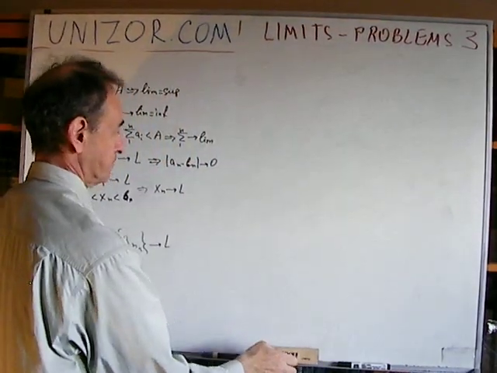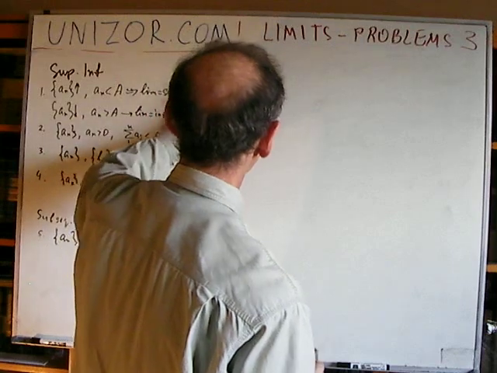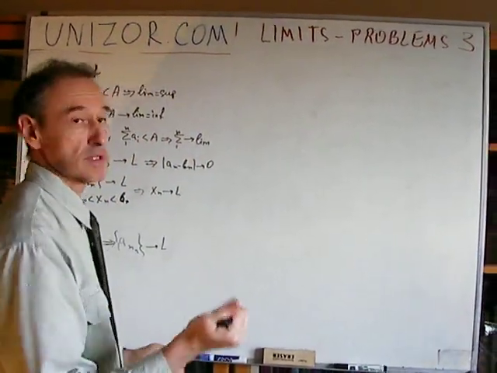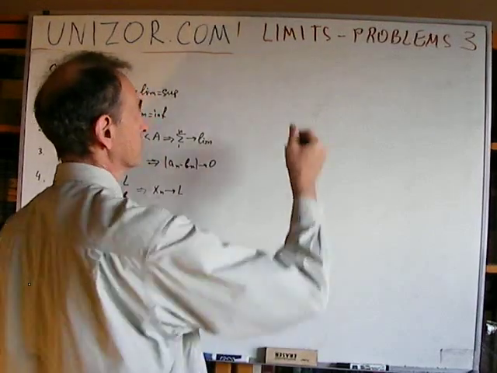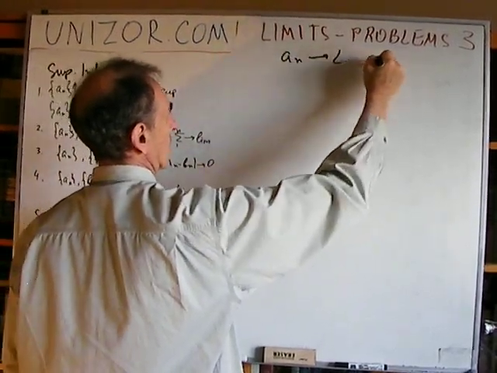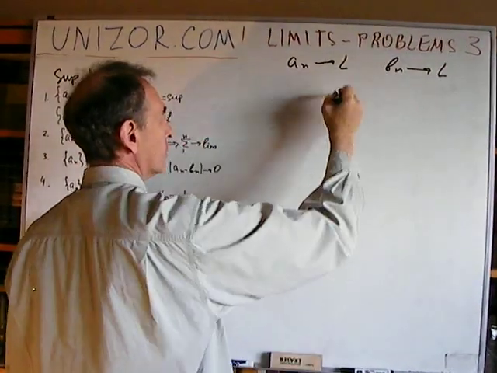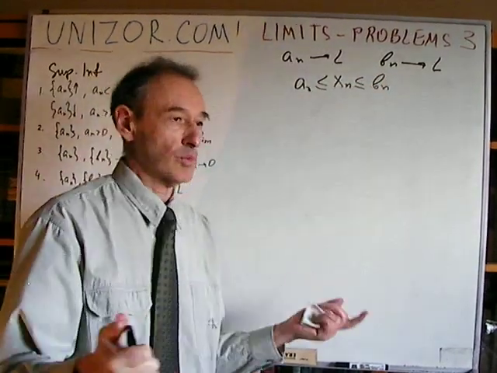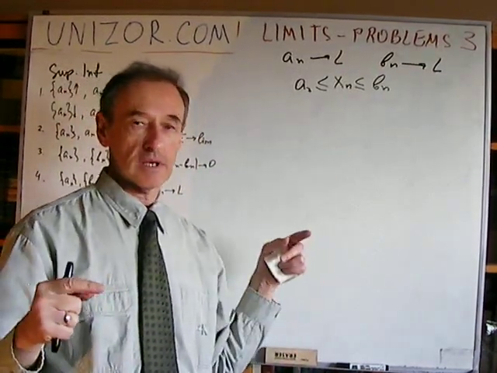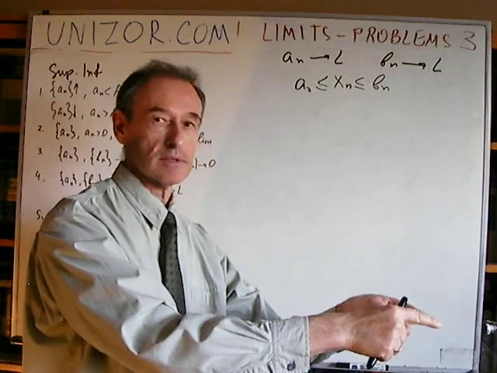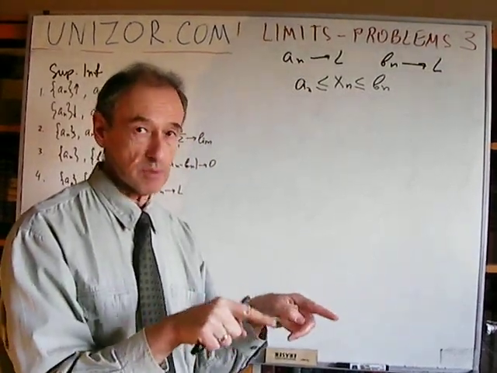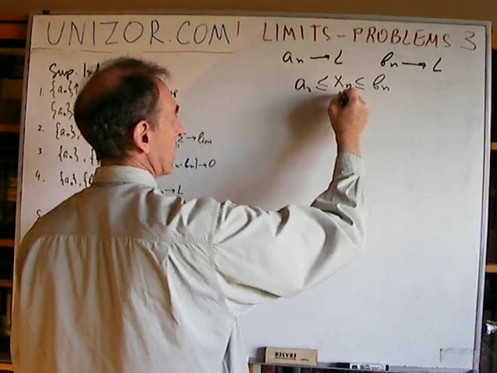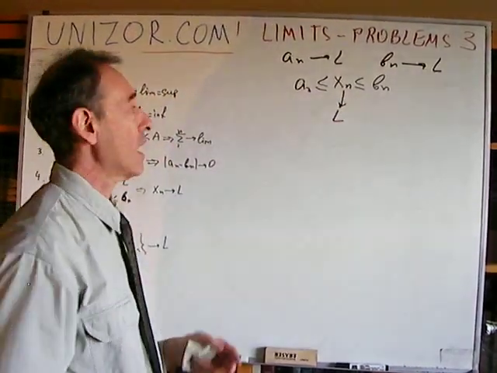And another, which is very much like this, that's the next problem. If you have two sequences which are converging to the same limit, you have a third sequence which is in between these two. Now, what do you think happens with x_n? Well, obviously, if a_n is going to this limit and b_n going to the same limit, and x is in between, there is no other way but also go to the same limit. So what I'm saying is that x_n should go to the same limit. Now, how can I prove it?